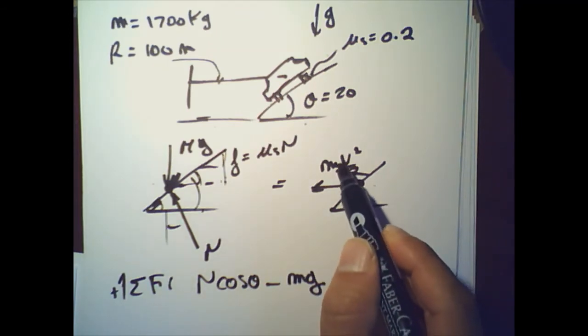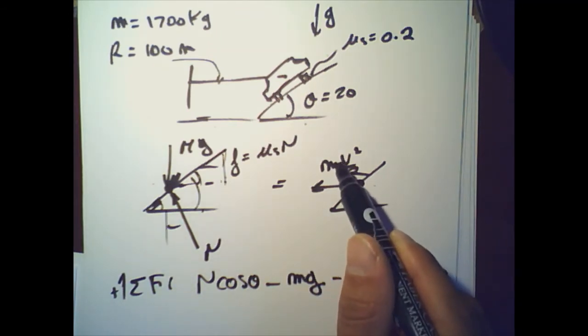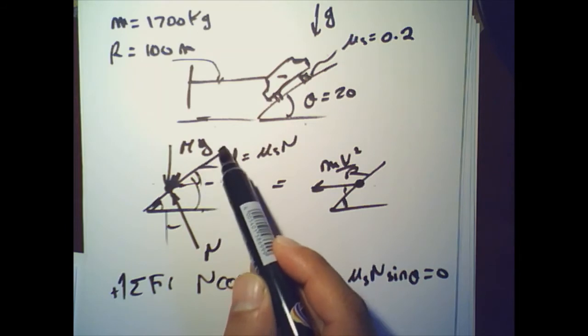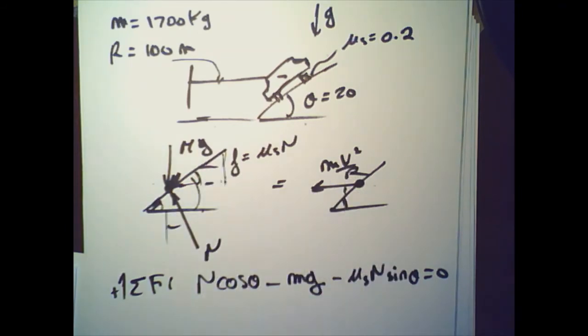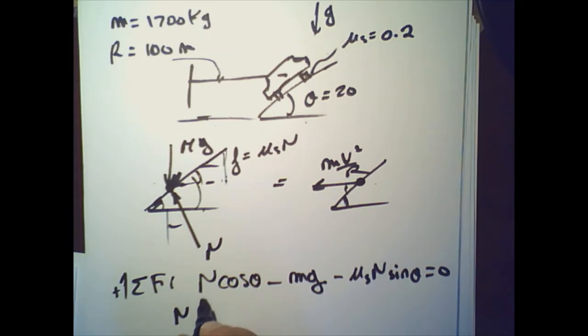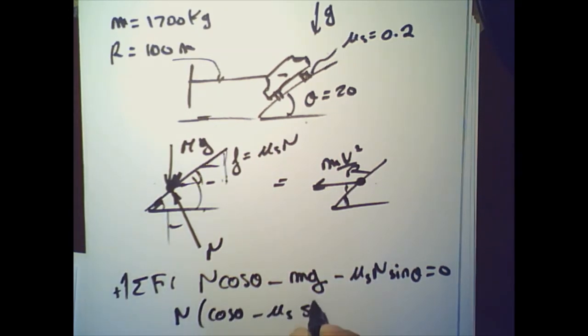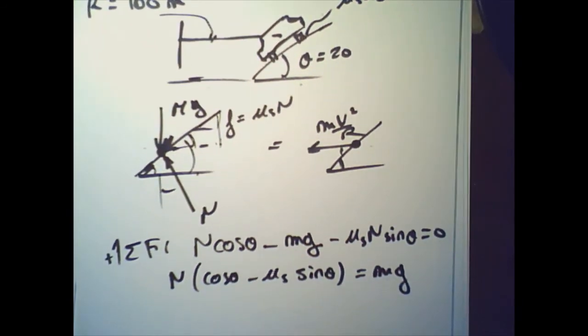So this is a quick shortcut for me to be able to find n, because I don't want to include mv squared, since my velocity is a variable. I could definitely sum the forces along this direction, but then I'd have to incorporate mv squared over r, and basically I'd be adding this variable multiple times. So this is a quick shortcut. So n cosine theta minus mu s sine theta is going to be equal to mg, right? So now I quickly find my normal force.